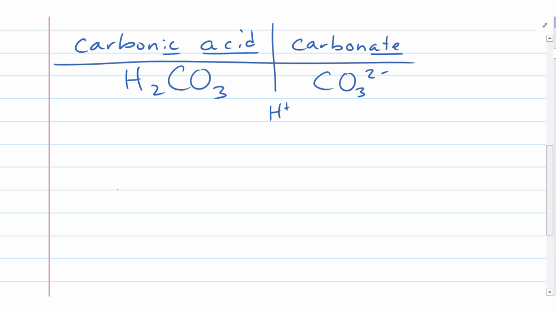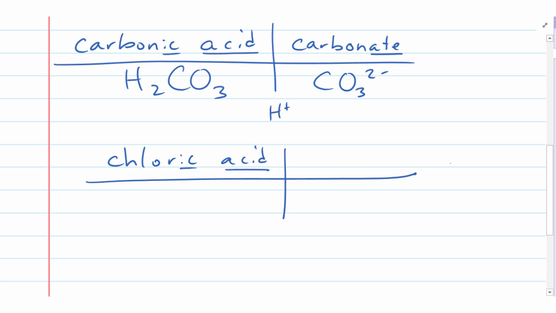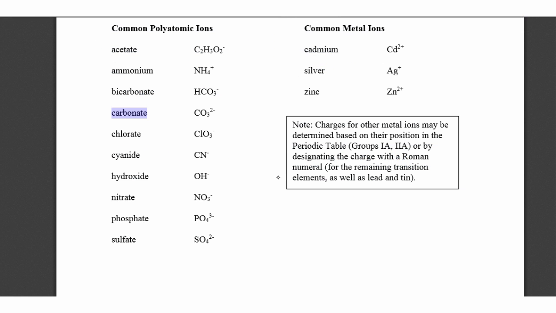Let's try another one in reverse here. Let's look at chloric acid. Chloric acid has an IC acid suffix. With an IC acid suffix, that must mean that this is derived from the chlorate ion. And the chlorate ion is one of them that we should have memorized, that has a formula of ClO3 with a single negative charge. That's this one right here.